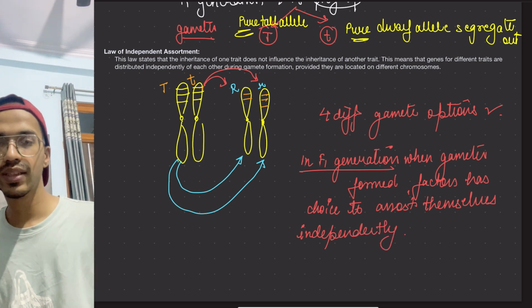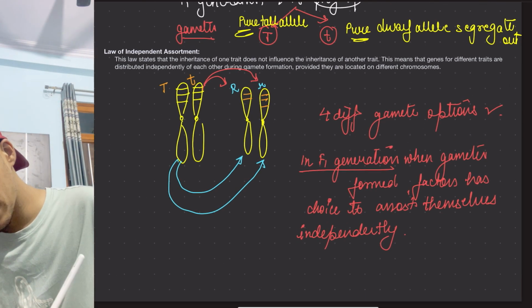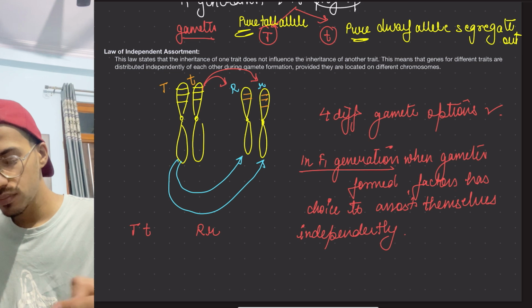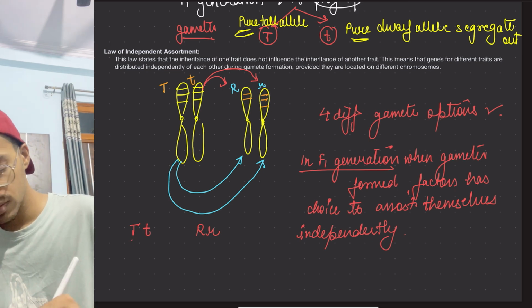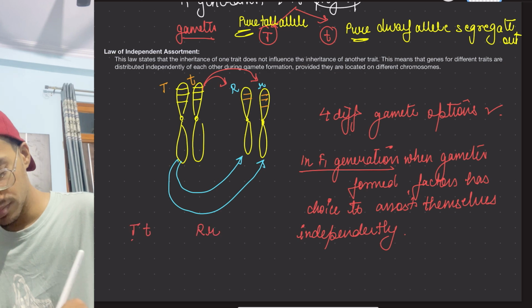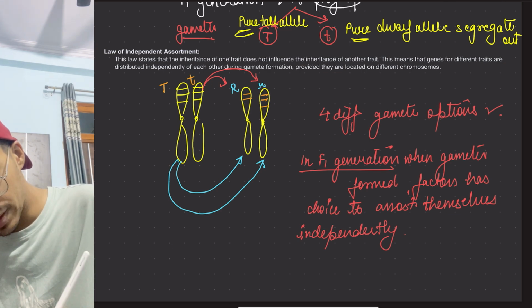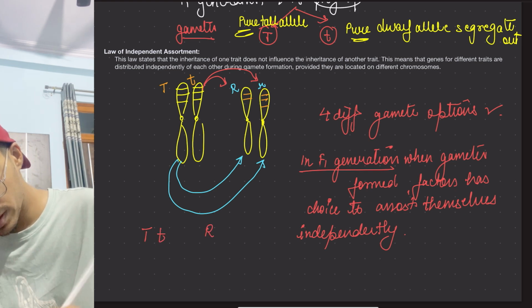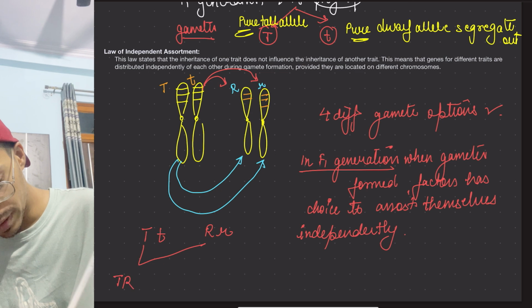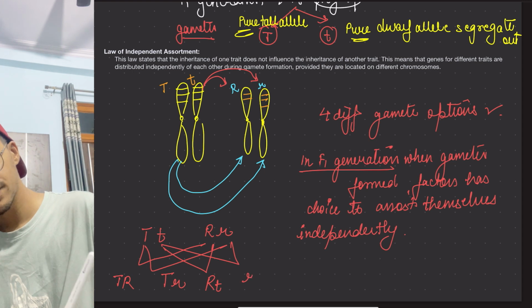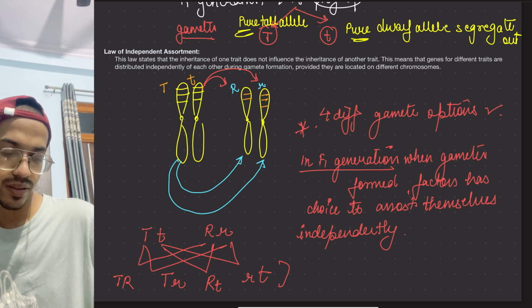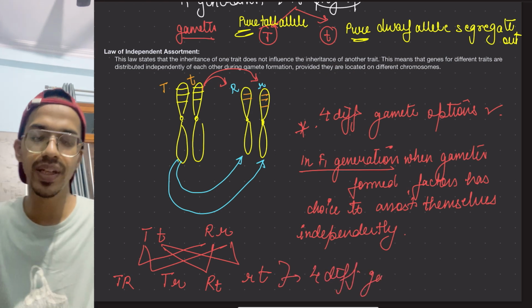Okay, so this thing you have to remember. So how can you write it? Capital T, small t, capital R, small r. So the option is what? Simply we will write it capital T R, this can go with capital T R, this gamete can form like this, and this gamete can form like this. So 4 different gamete options will be here.